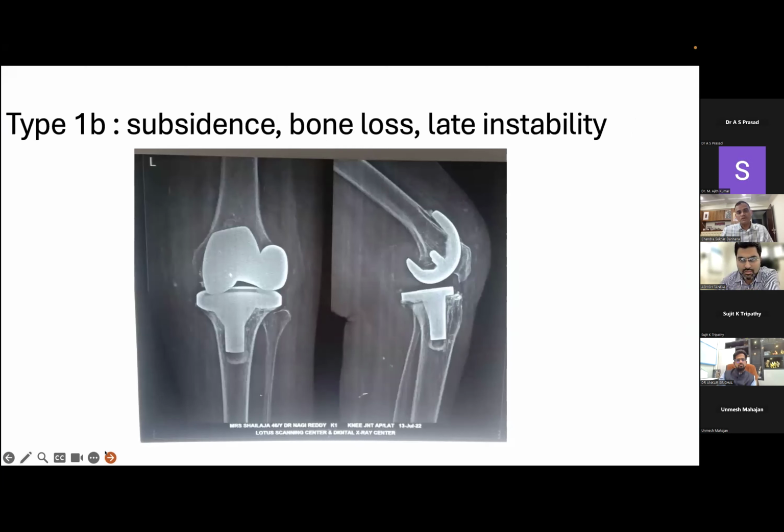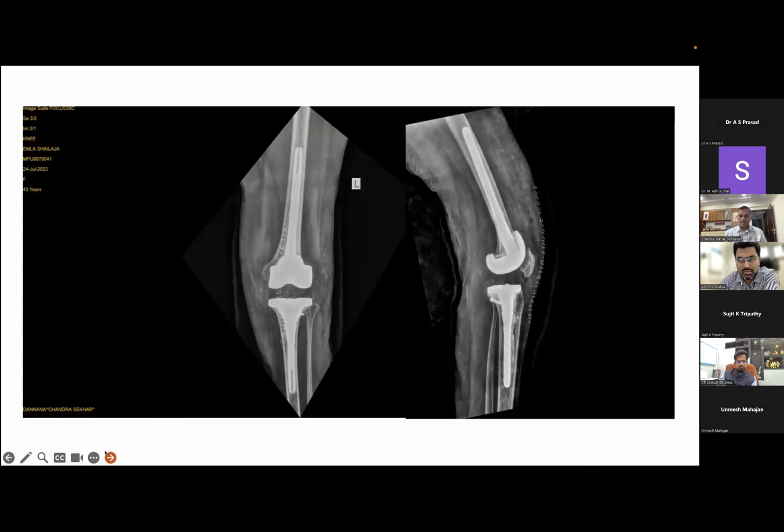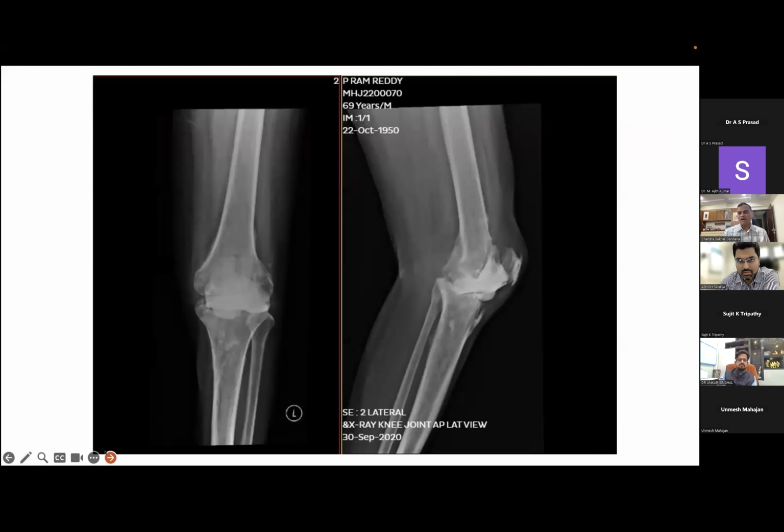This is one of my cases where the patient had subsidence, bone loss, and late instability. This was referred to me a couple of years ago, where the patient had loosening. As you can see, though the preoperative X-ray looks quite bad, there is not much of a ligamentous problem in this case. You can get away with a VVC type of implant. No need to go for a hinge in this case because the collaterals are good.